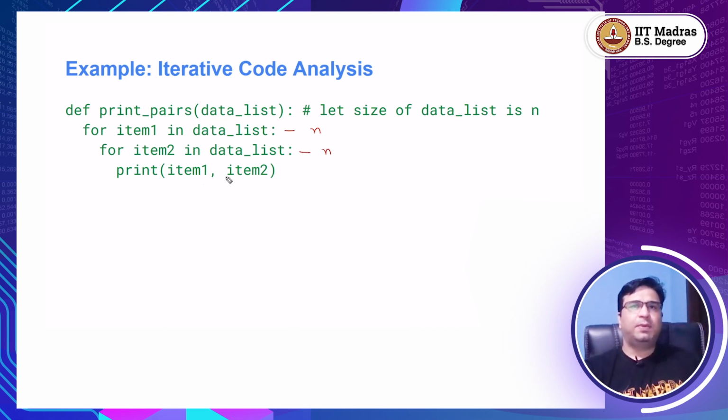Okay. And the print statement will also run n times. So for one element of the outer loop, this inner part will run n times. So in total we have n iterations for the outer loop. That means n into n times this inner part will run. So overall complexity will become order of n square for this total.